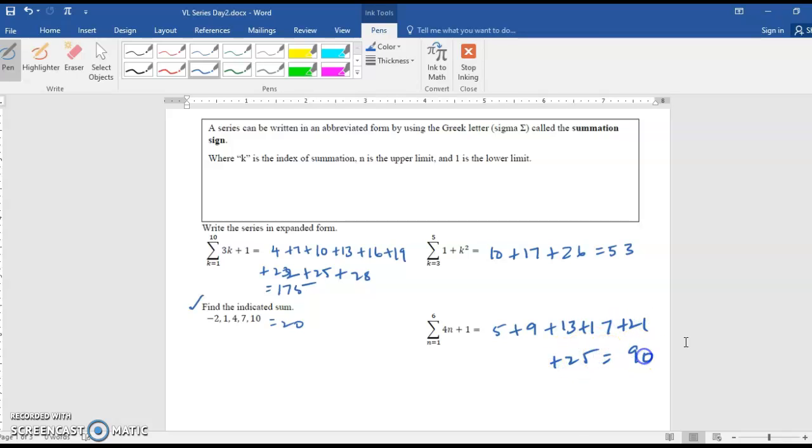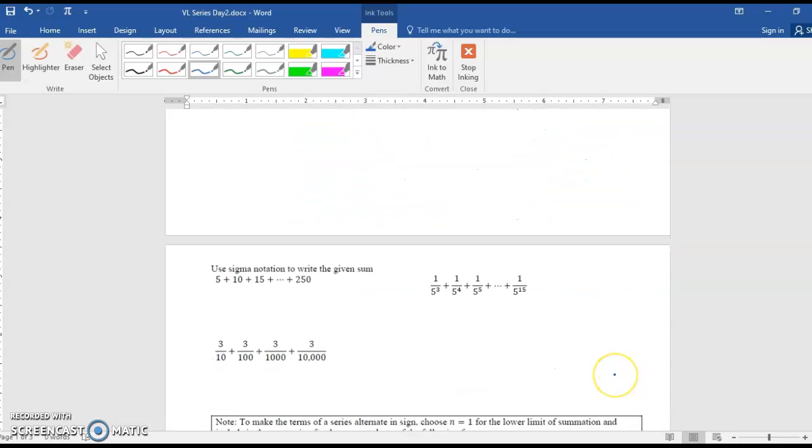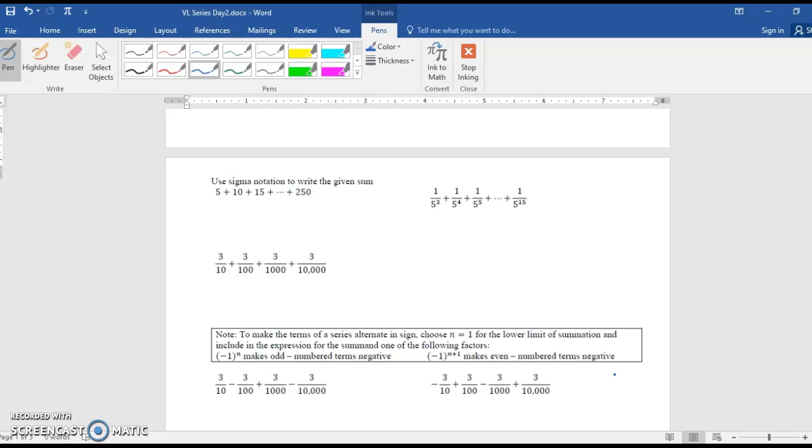And this comes to a 90. Okay, so here the next one, he wants you to actually write the sigma notation for this series. So if you see, just look at the pattern here.